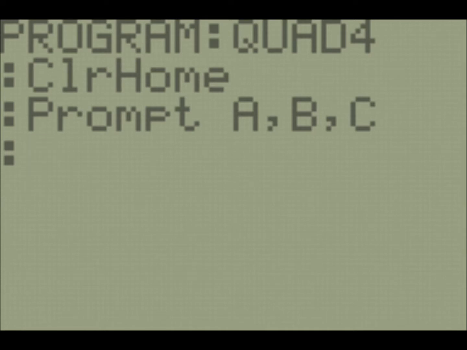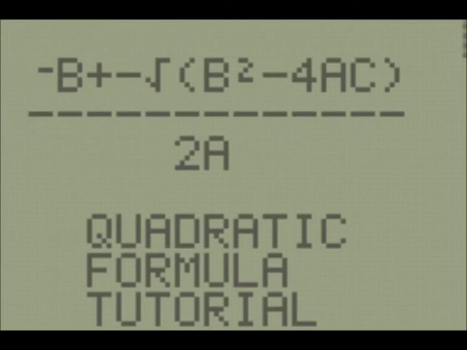So the next thing we're going to do now that we have our coefficients is we want to find out the discriminant. And what the discriminant tells us is whether our quadratic equation is going to have 0, 1, or 2 real solutions. So if we go back to our view of the quadratic formula here, the discriminant is actually this thing. So it's the b squared minus 4ac.